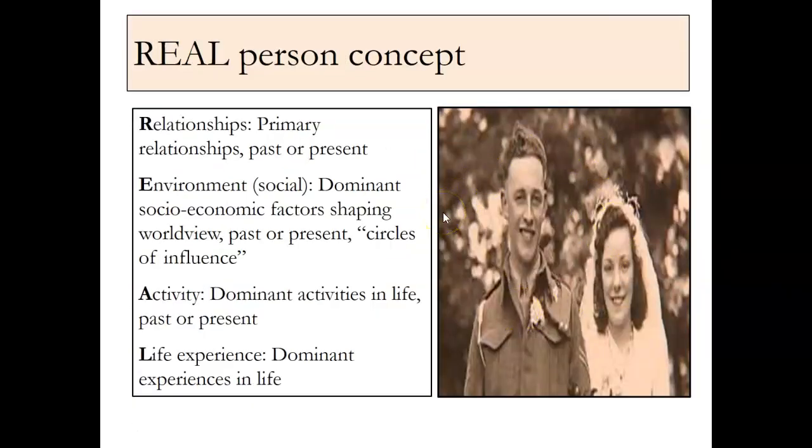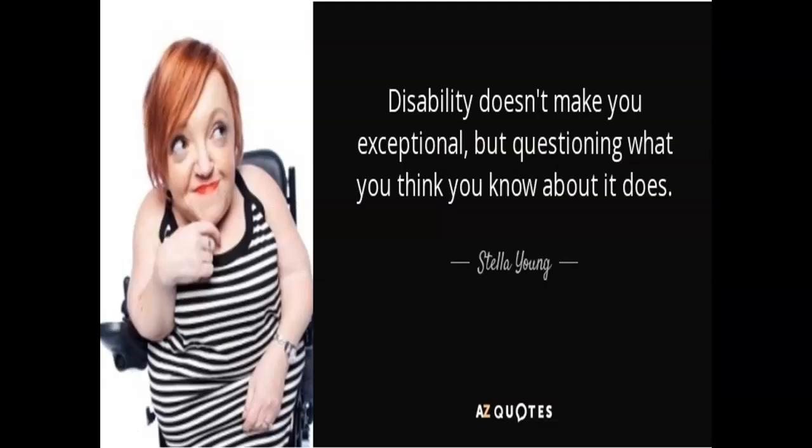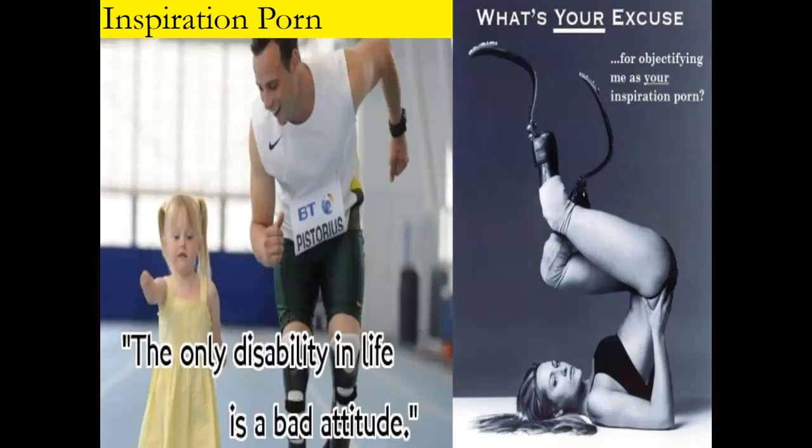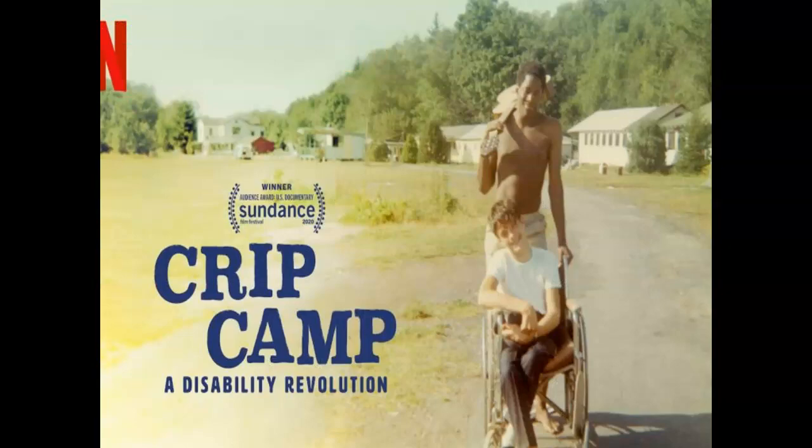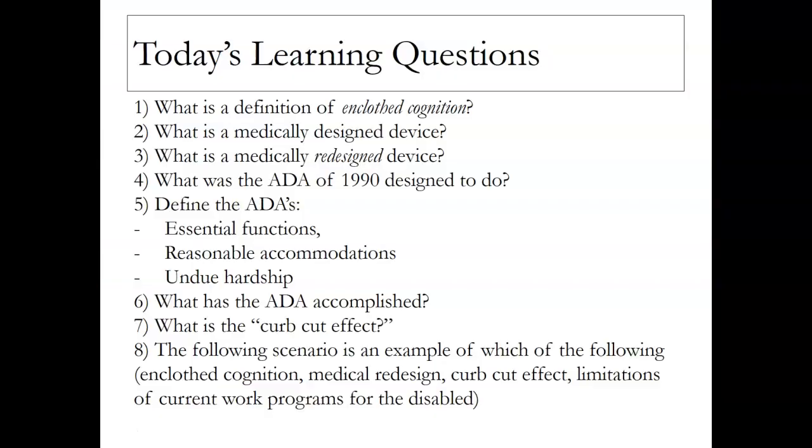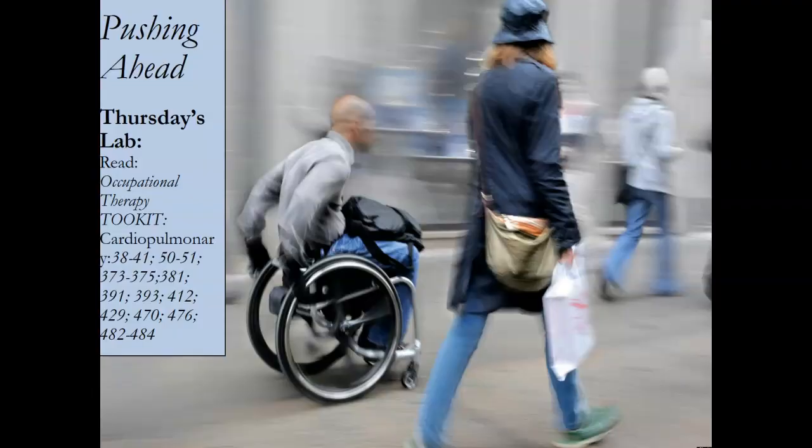Okay, the reel, that's going to be an activity we do. Talking about Stella and disability porn. Crip Camp. Getting back to the questions, I kind of answered all those. They're in the PowerPoints, and then what's coming up? We have the lab on Thursday. Look at the toolkit to get ready for that lab stuff we're going to be doing.